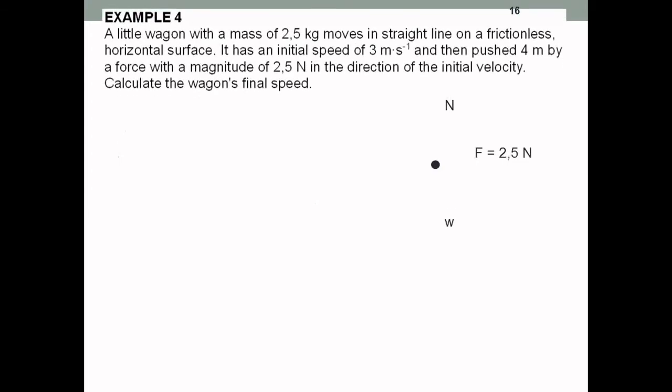Let's consider example number 4. A little wagon with a mass of 2.5 kg moves in a straight line on a frictionless horizontal surface. It has an initial speed of 3 meters per second, and then is pushed 4 meters by a force with a magnitude of 2.5 newtons in the direction of the initial velocity. We need to calculate the wagon's final speed.